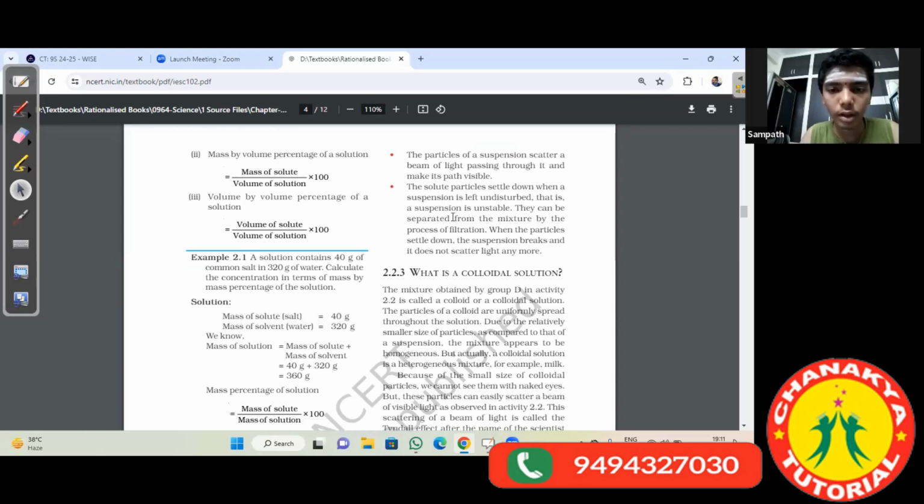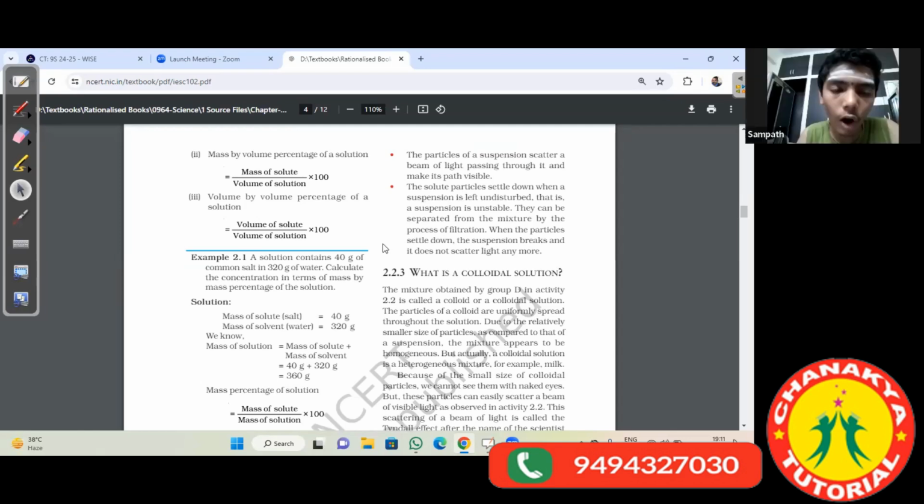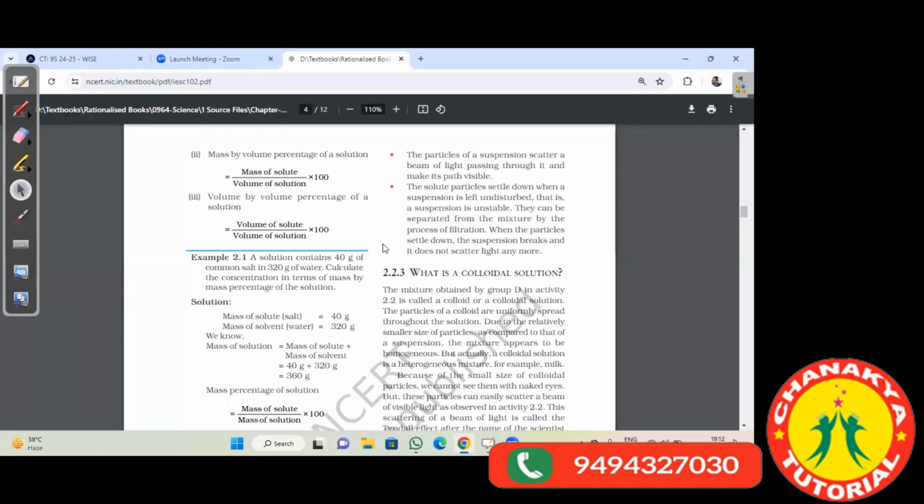Sir, that means all the heterogeneous mixtures show the Tyndall effect? All the heterogeneous mixtures will show the Tyndall effect, or only suspensions? The Tyndall effect depends on the size of the particles. If the size of the particles is very small, you will not observe any Tyndall effect.